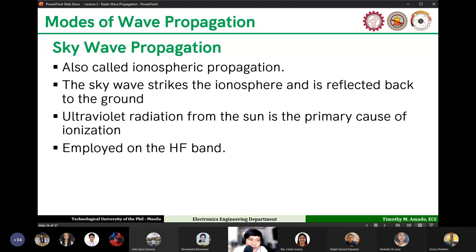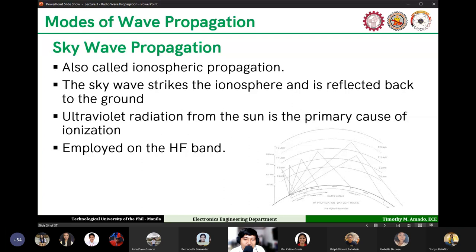Sa mga nagba-basketball or nanonood ng basketball, 'di ba sa basketball there is a pass that is called a bounce pass. Bounce pass is yung pinapatalbog yung bola sa floor para ipasa sa teammate. So imagine nyo guys, parang bounce pass siya from transmitter to receiver pero hindi sa ground but rather sa sky. Parang siyang bounce pass pero sa sky. Okay, so parang ganito yung itsura niya. So ang tawag natin dito is the skywave propagation.